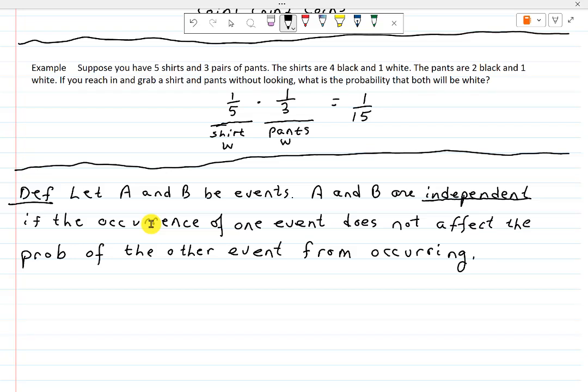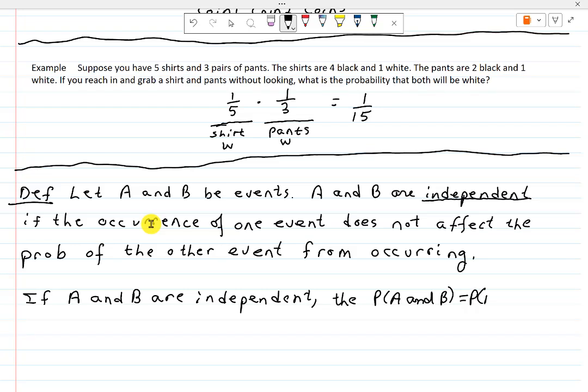And when that happens, let me call it... I don't know what to call it. So if A and B are independent, then the probability of A and B equals the probability of A times the probability of B. And these first two examples have shown exactly this property.